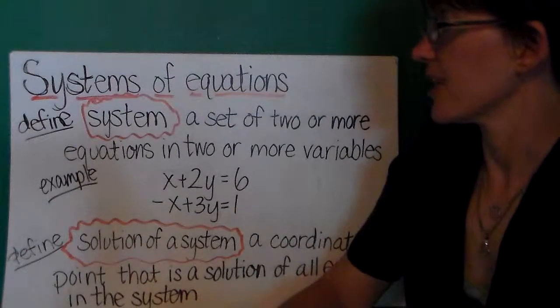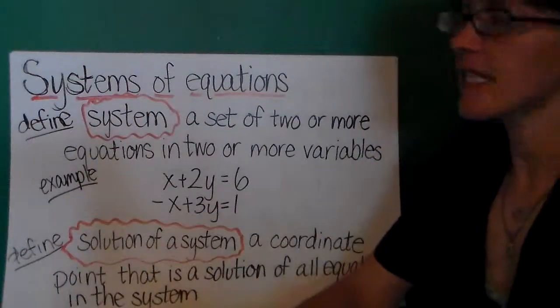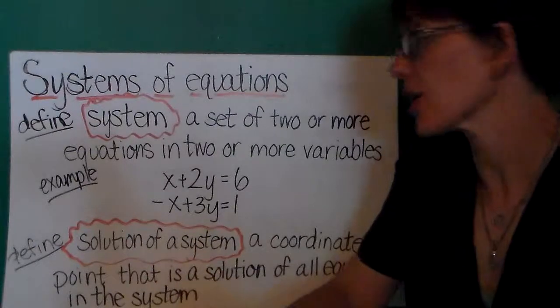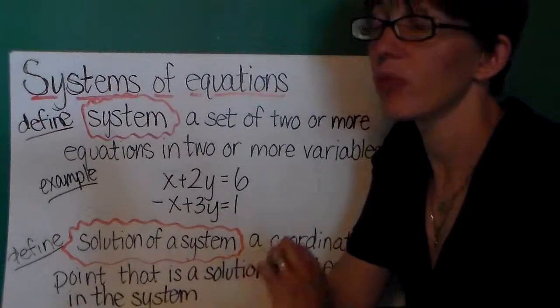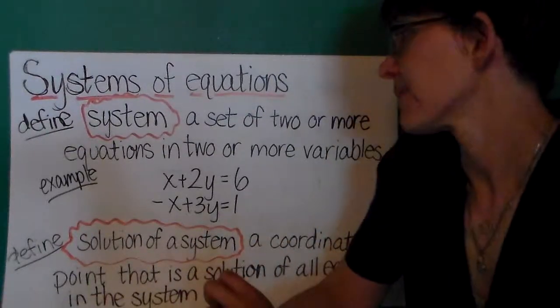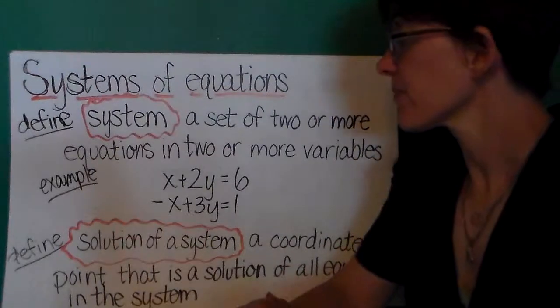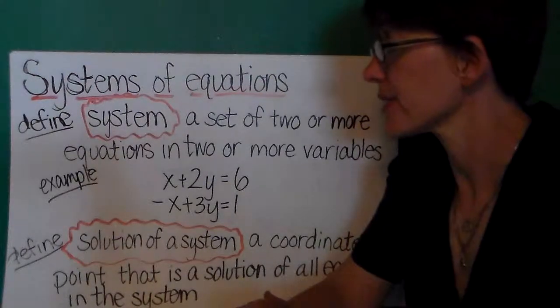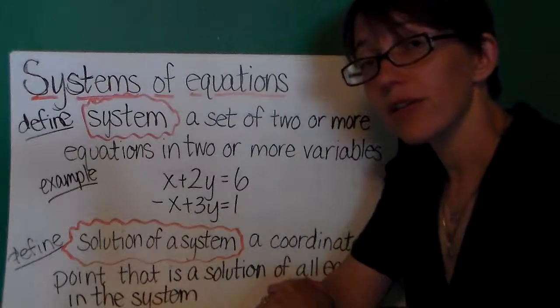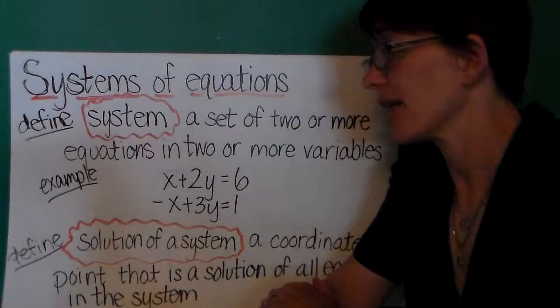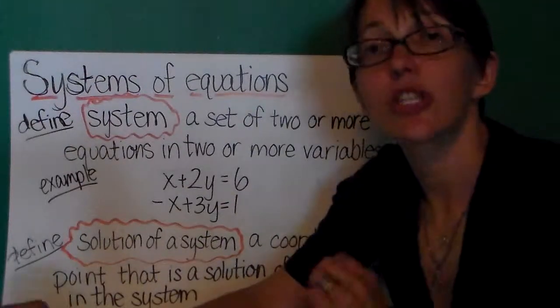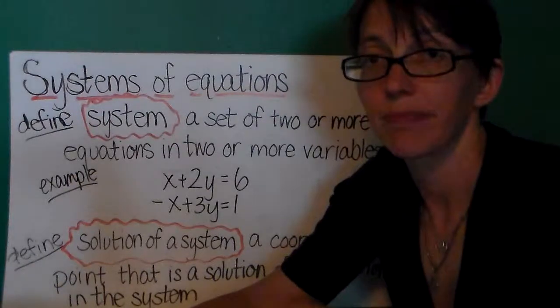First, some definitions. A system is a set of two or more equations in two or more total variables. An example of a system would be x plus 2y equals 6, and another equation, negative x plus 3y equals 1. These two equations go together to form the system.